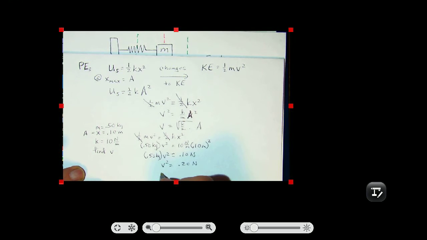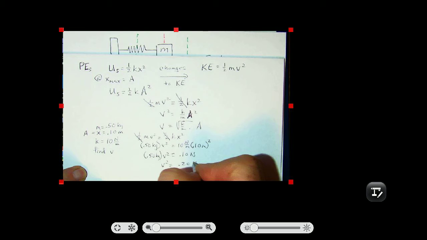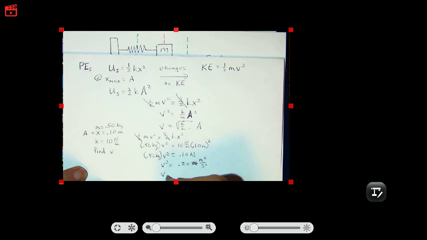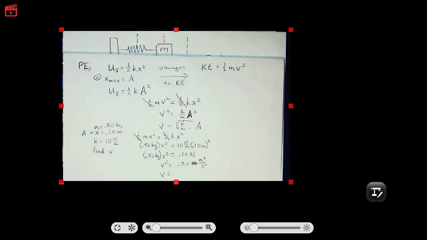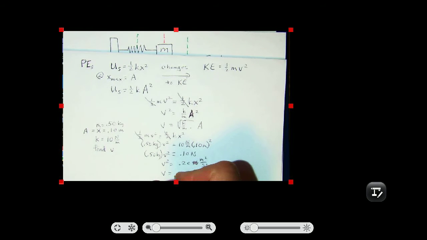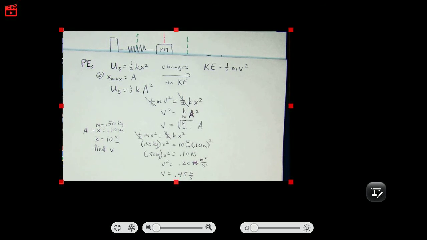And then to find the velocity, it's not newtons anymore, it's meter squared per second squared, because kilograms canceled out. And if I put this into the calculator, take the square root of 0.2, what I get is 0.45 meters per second.